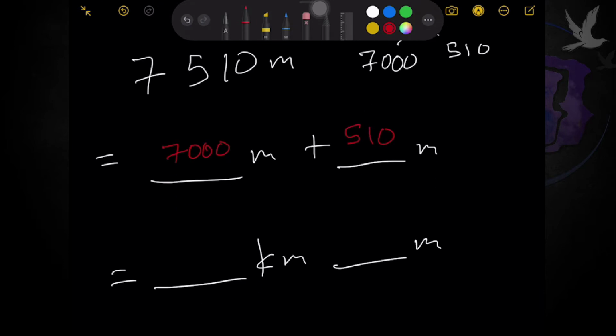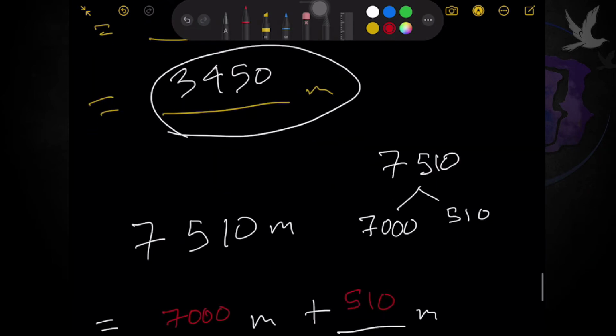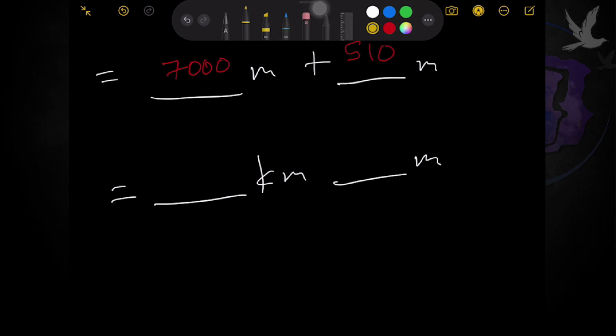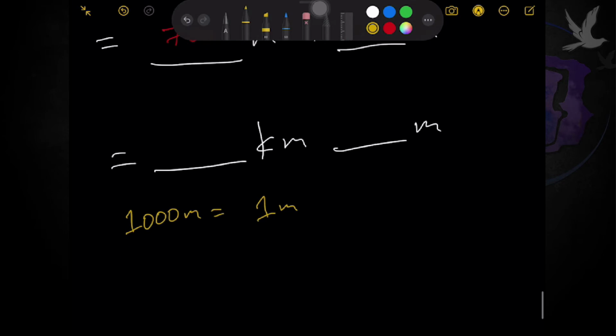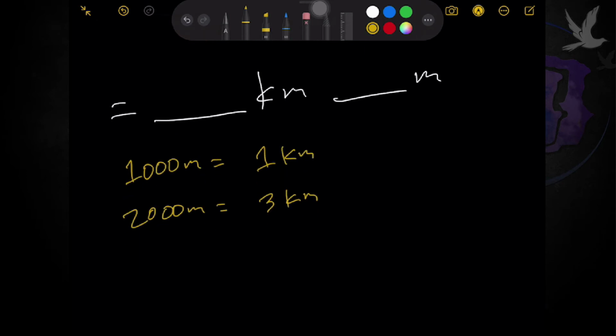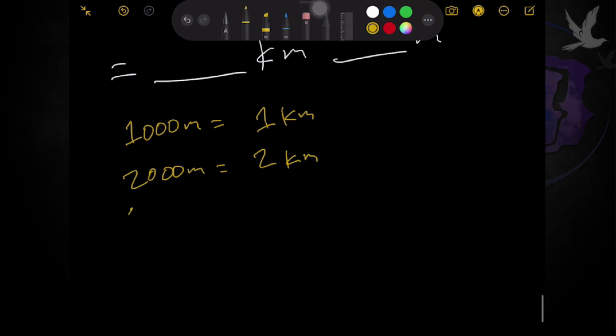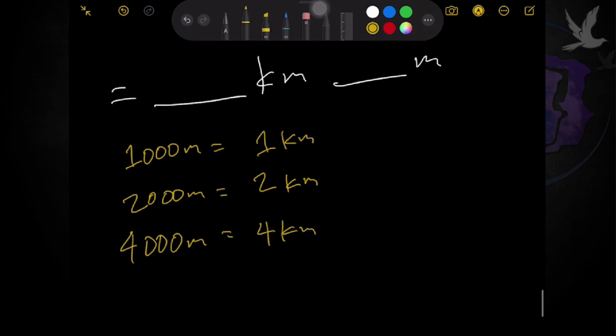And all you need to do again is convert 7,000 meters to kilometers. Going back, here so we don't get confused: 1,000 meters is equivalent to 1 kilometer. 2,000 meters is equivalent to 3 kilometers. Sorry, what's wrong with me? Why is that 3? What's wrong with Teacher Mark today? Anyway, 2,000 meters is 2 kilometers, and 4,000 meters will become 4 kilometers.